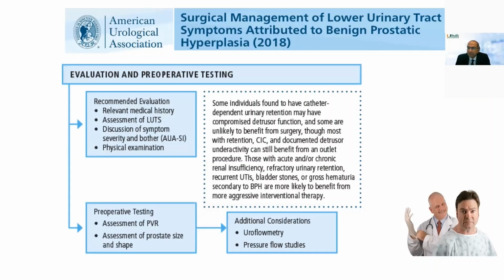When it comes to pre-op testing, again, most of these patients have the workup done from our urology colleagues: assessment of post-void residual, assessment of prostate size and shape, and then additional considerations like uroflowmetry and pressure flow studies. So uroflow and pressure flow studies are not mandatory and are not done in every patient, but whenever it's mandated or whenever it's indicated, we will do it.